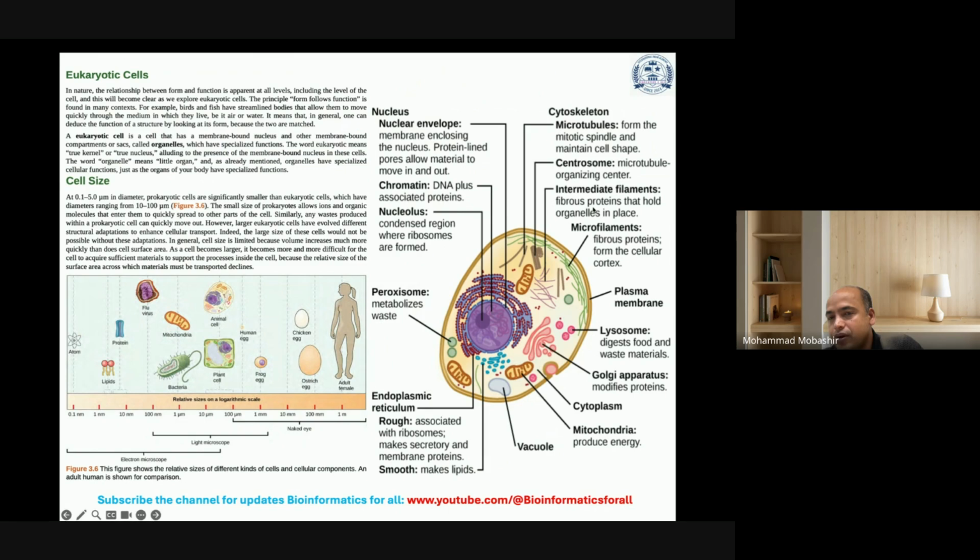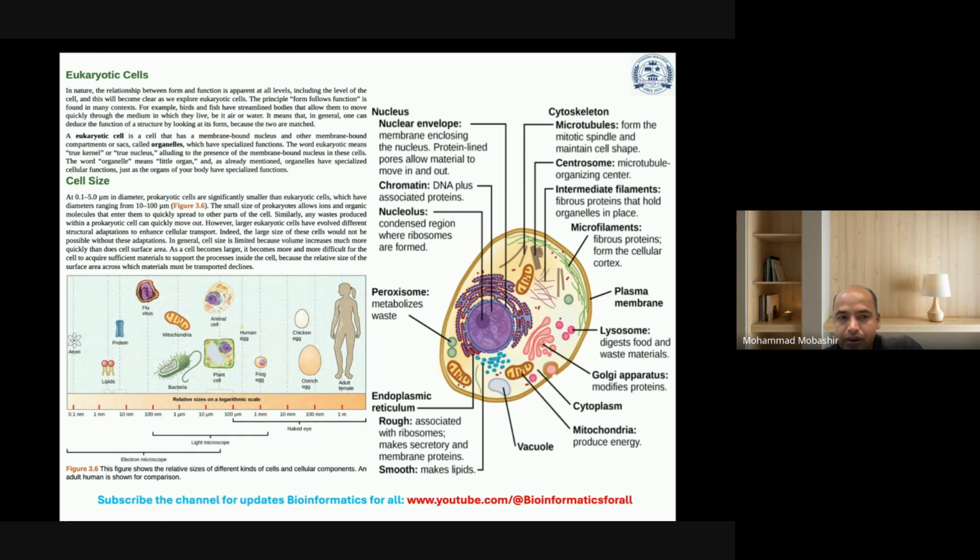Intermediate filaments, fibrous proteins that hold organelles in a specific location or place inside the cytoplasm. Microfilaments, fibrous proteins that form the cellular cortex. And here you are seeing the plasma membrane. This is here. Lysosomes digest food and waste materials. Then the Golgi apparatus modifies proteins. Cytoplasm here. Mitochondria produces energy and then the vacuole.